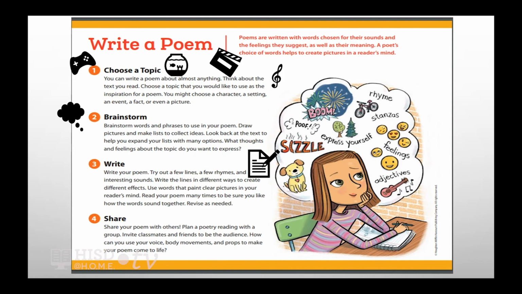So now it's time to write. Write your poem. Try out a few lines, a few rhymes, and interesting sounds. Write the lines in different ways to create different effects. Use words that paint clear pictures in your reader's mind. Read your poem many times to be sure you like how the words sound together. And then revise it as needed.